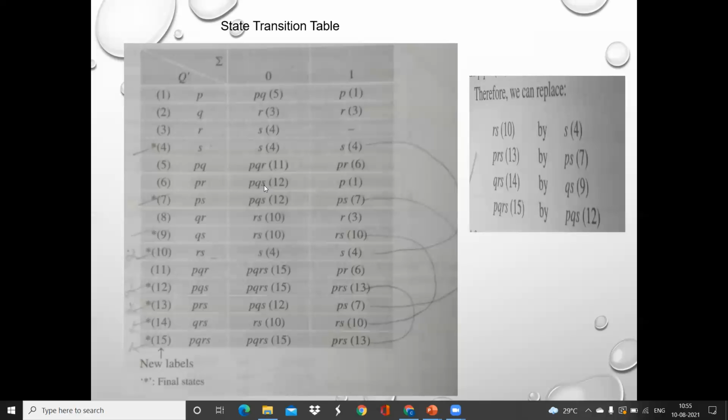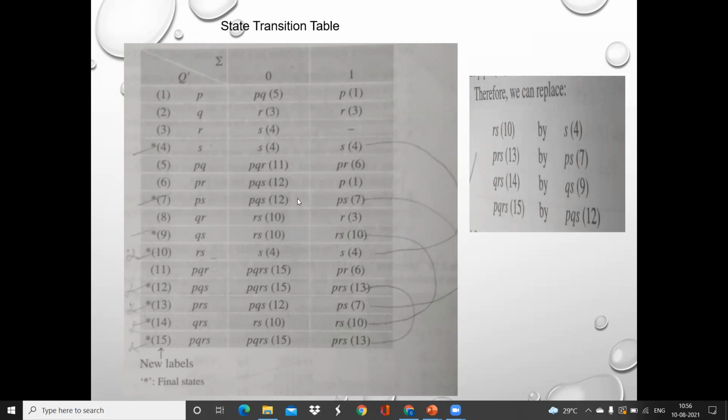Then second, check state number 7, which is PS. On input 0 it transits to PQS, and on input 1 it transits to PS. The same transition you will find in state number 13, which is PRS. On input 0 it moves to PQS, same as state 7, and on input 1 it moves to PS, again the same as state number 7.